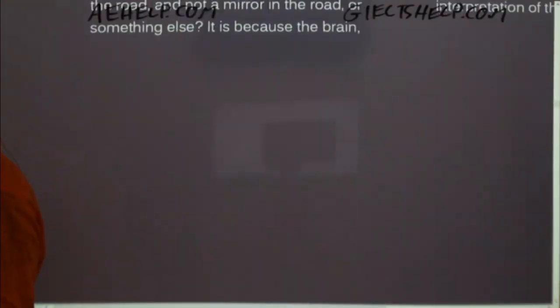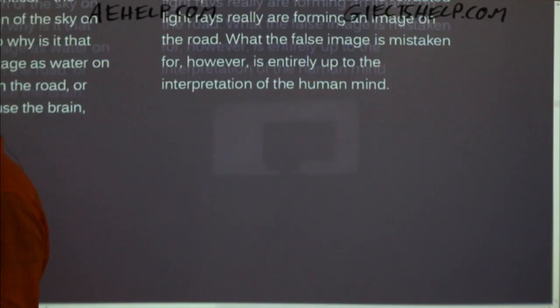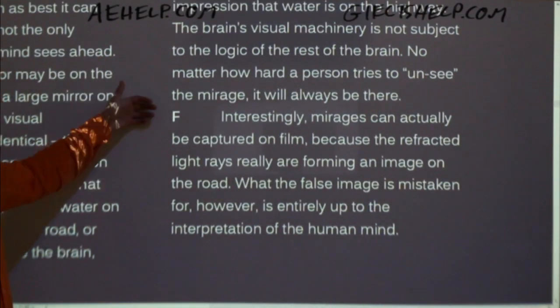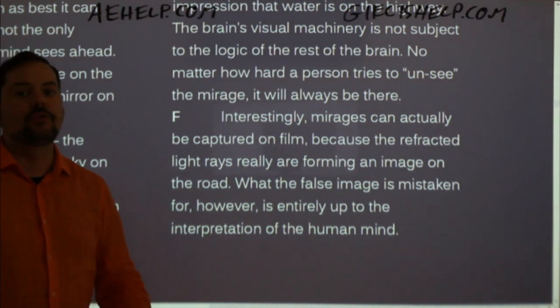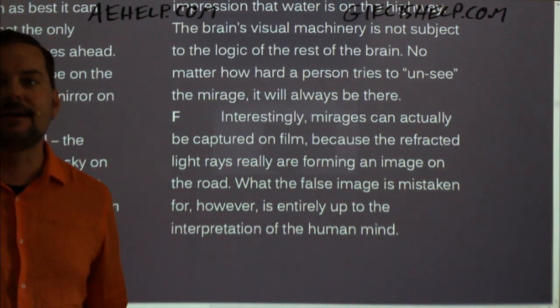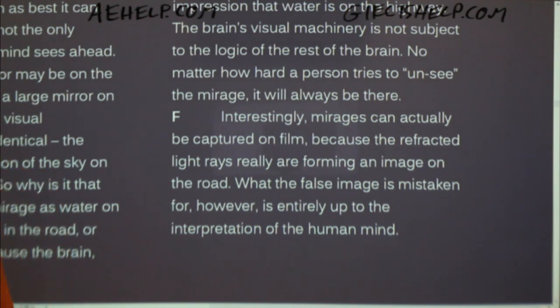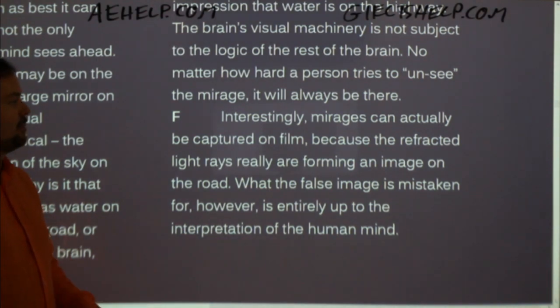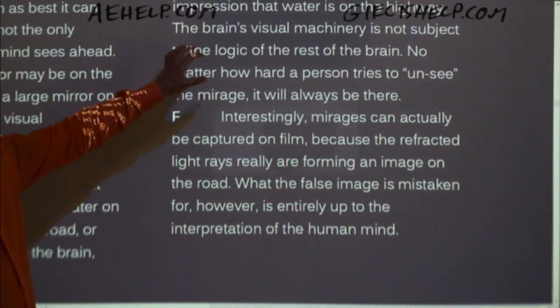Paragraph F. It's a little short one, so bear with me. Read along nice and loud, girls and guys. You're doing a great job, by the way. The previous paragraph absolutely wasn't about mirrors and so on, so it would not be I. It'd be number 2, okay? How the brain processes mirages. That's what we talked about here.